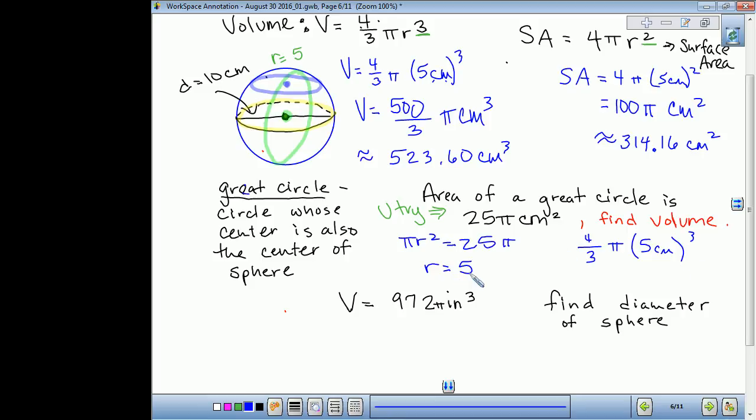Many people got excited when they saw the radius was 5 because it's the same as the first one. So you didn't have to do any work. So the exact volume is the same, and the approximate volume is the same because the radius is the same. Any questions?